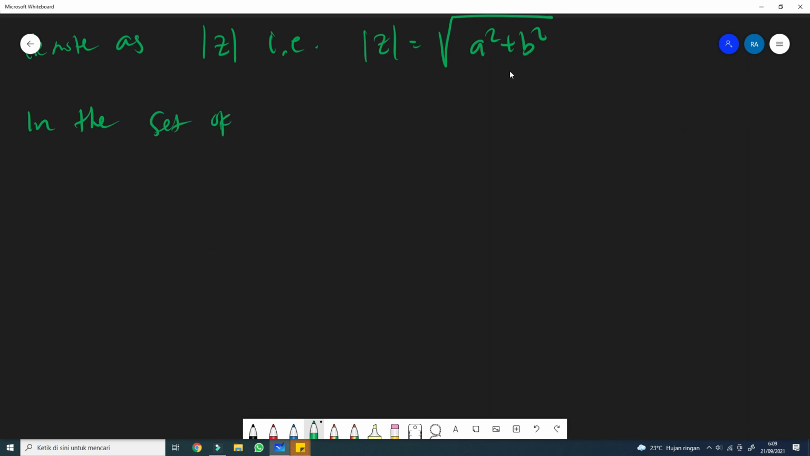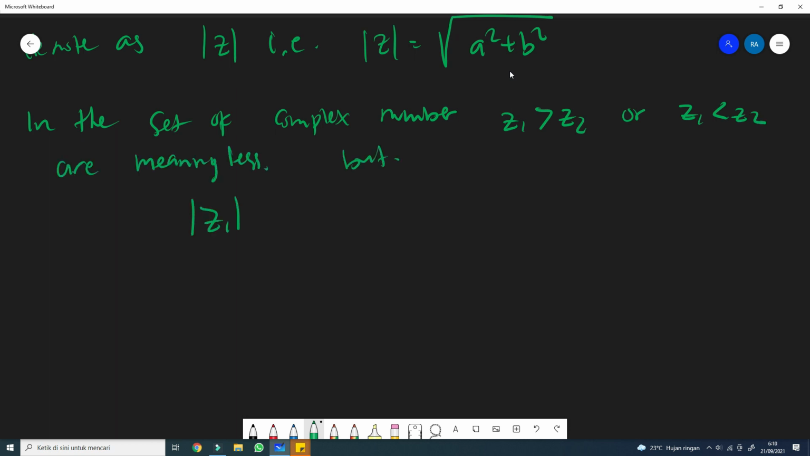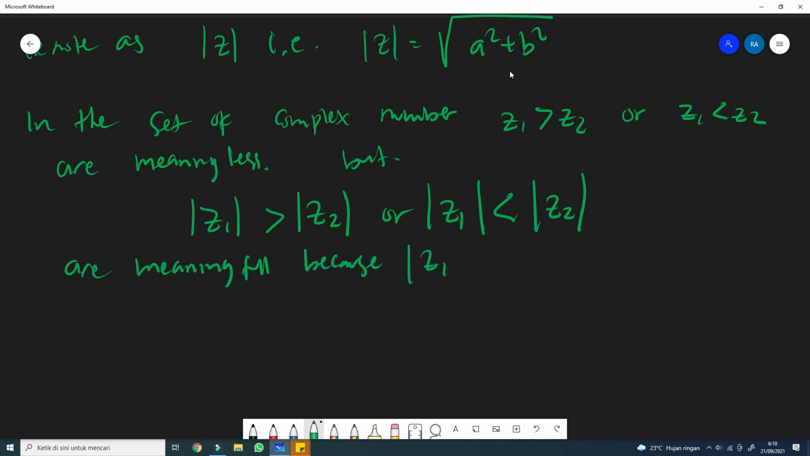In the set of complex numbers, z1 bigger than z2 or z1 less than z2 are meaningless, but absolute z1 bigger than absolute z2 or absolute z1 less than absolute z2 are meaningful, because absolute z1 and absolute z2 are real numbers.